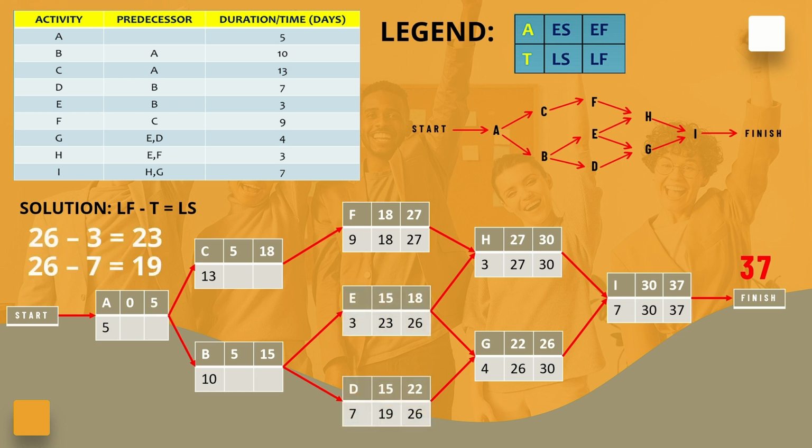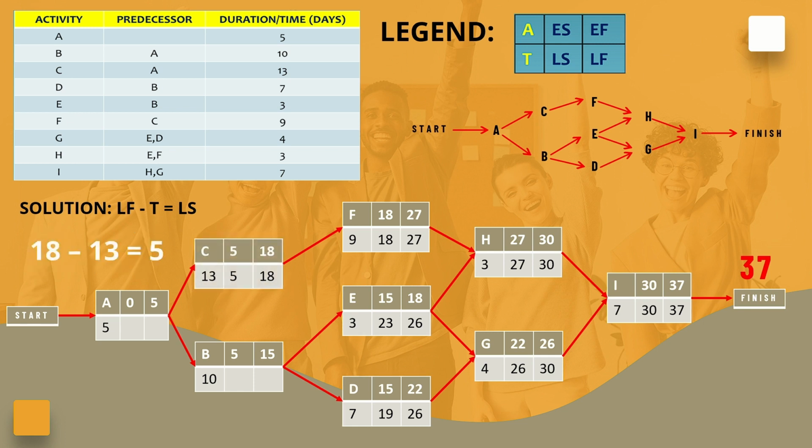For activities D and E, their LF is the same as the LS of their common successor, activity G, which is 26. Therefore, their LS is LF minus their duration, T, which gives us 26 minus 7 is equal to 19 for activity D, and 26 minus 3 is equal to 23 for activity E.